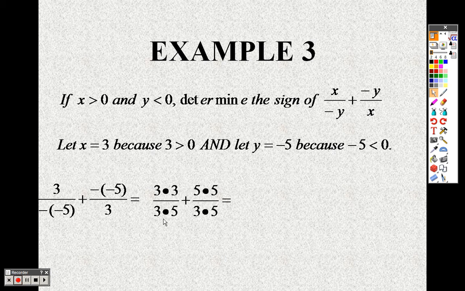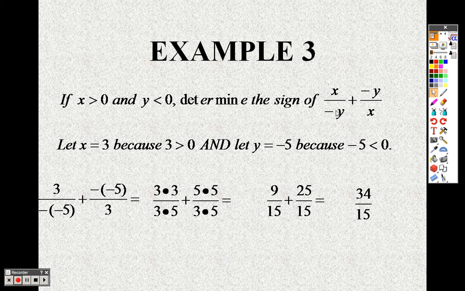And then I'm multiplying to get a common denominator of 3 and 5 on each of those sides. That's why this is written this way now. So I'm getting 9 over 15 and 25 over 15, which gives me 34 over 15. Okay, so looking back here, the reason why it's negative 5 is because up here I'm replacing y, not replacing the whole thing.